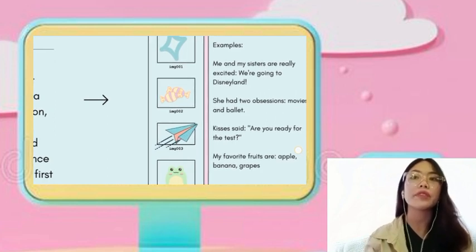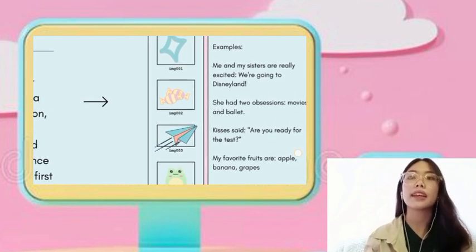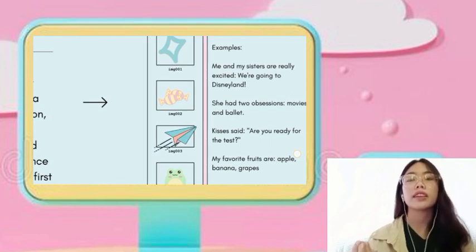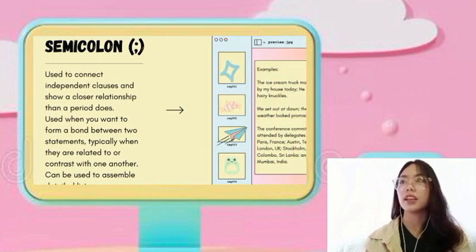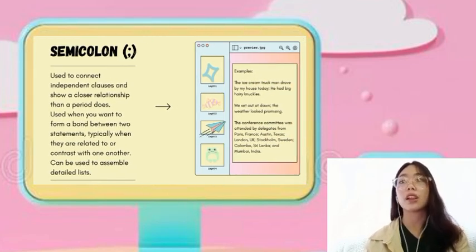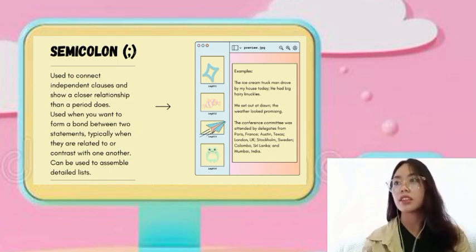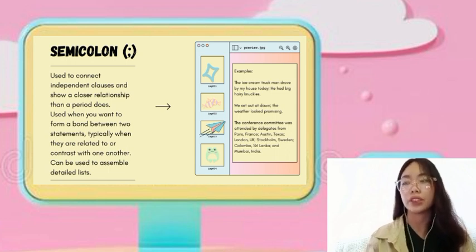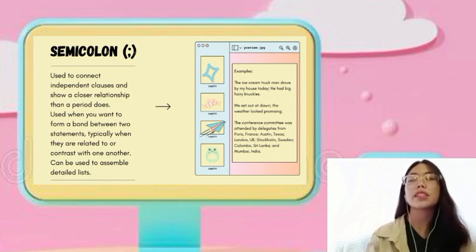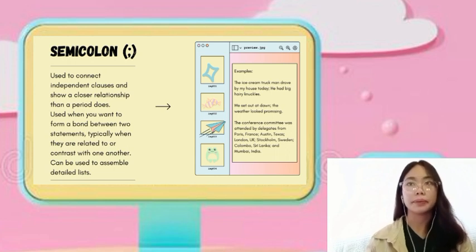Last example: my favorite fruits are apple, banana, grapes. So in that example, colon is used to show a list of fruits. Next is semicolon. Semicolon is used to connect independent clauses and show a closer relationship than a period does. Semicolon is used when you want to form a bond between two statements, typically when they are related to or contrast with one another. And lastly, semicolon can be used to assemble detailed lists.